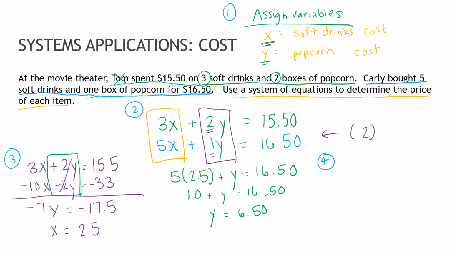And then step 4, and I'm not going to write out step 4 for the sake of time because this is already going to be an incredibly long video. Step 4 would be to write a sentence. The sentence would be, a soft drink costs $2.50 and a box of popcorn costs $4. And again, how did I know how to interpret these results? Because I assigned my variables.